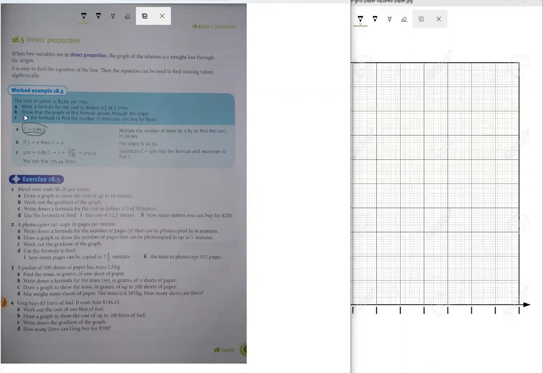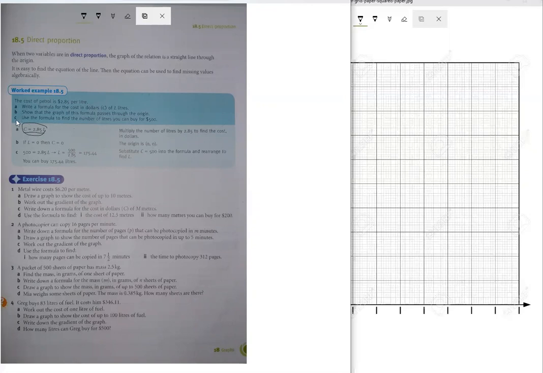B, they ask you to show that on the graph and why it passes through the origin. Okay, so you can see from here, C equals 2.85 L. If you buy nothing, that means you don't buy anything, the L, the liter, is 0. If L is 0, you times 2.85, you also get 0, right? That's why the cost is 0 when the liter is 0. That means you buy nothing, you pay nothing. That is fair and square, right? Okay, this is how you are going to solve.